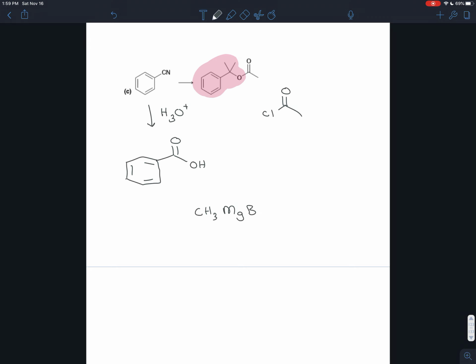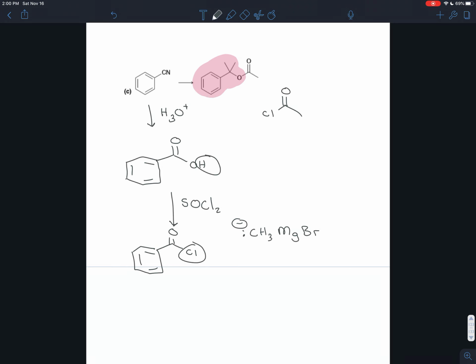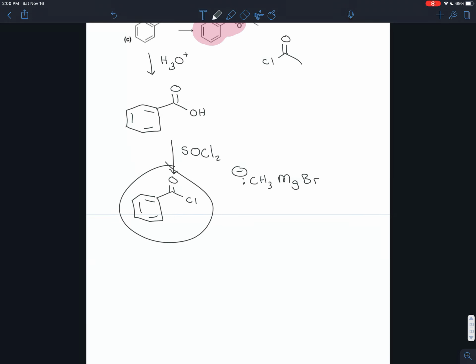We can't react the Grignard reagent with the carboxylic acid because the carbon nucleophile, that negative carbon, could just steal the positive hydrogen there and become methane, because that's acidic. So that would be counterproductive. So we can get rid of that acidic hydrogen and turn this into a more reactive and efficient molecule if we treat it with thionyl chloride. We'll turn it into the most reactive of the carboxylic acid derivatives. So now we don't have that hydrogen there anymore to worry about, and this is really reactive.